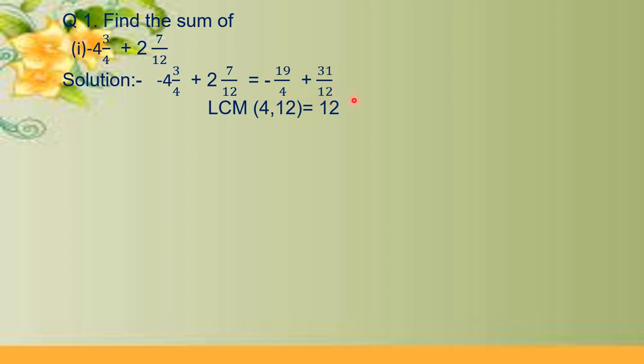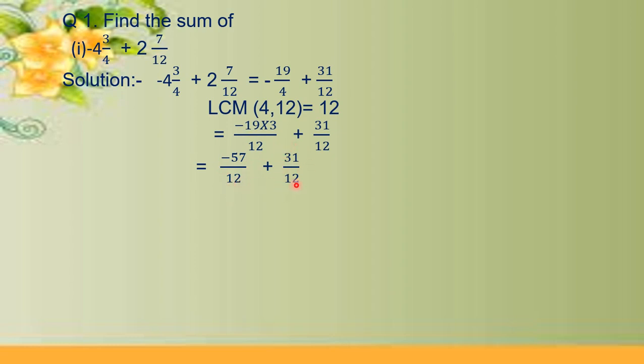Now observe the denominators 4 and 12. Both are different, so we have to make the denominators the same for finding the sum. The LCM of 4 and 12 is 12, so we have to make the denominator 4 as 12 by multiplying it by 3. So 19 multiplied by 3 upon 4 into 3 will become minus 57 upon 12 plus 31 upon 12.